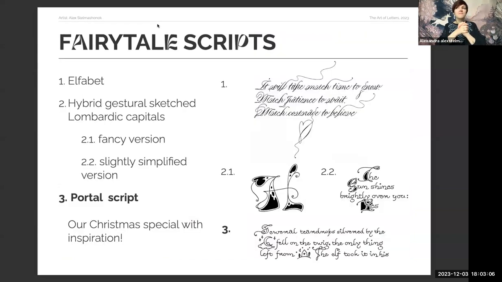And actually, there are three scripts in this book. One is the whimsical, pointed pen script, which I called alphabet. You can see it on the right part of the screen. Then there are those hybrid gestural sketched Lombardic capitals, and there are two variations, a more fancy one for the start of the page and a more simplified version for the text. And actually, I used it in the fortune teller, so you can also have a look at it in the exhibition.